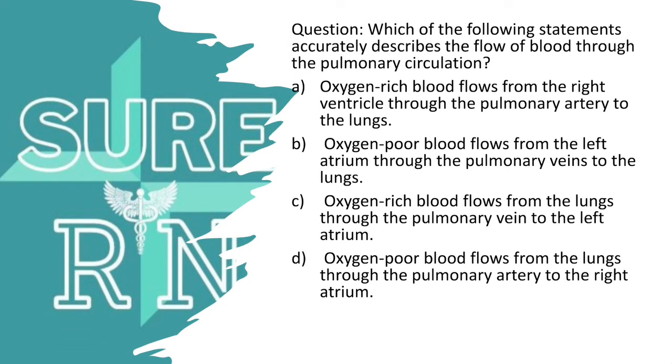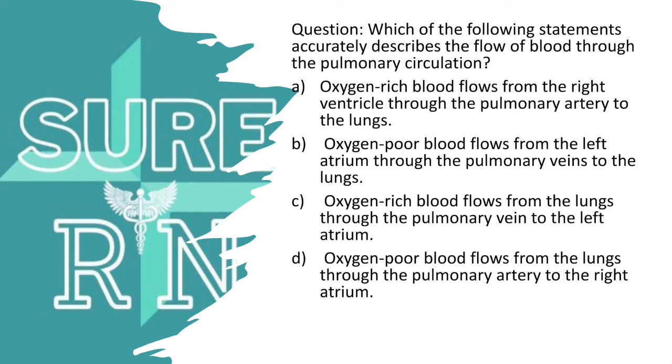Okay, so question here again, which of the following statements accurately describe the flow of blood through the pulmonary circulation? Choices. Oxygen-rich blood flows from the right ventricle through the pulmonary artery. Mali na, wrong, because it should be oxygen-poor blood from the right ventricle through the pulmonary artery towards the lungs. Again, the pulmonary artery carries deoxygenated or unoxygenated blood. A is wrong.